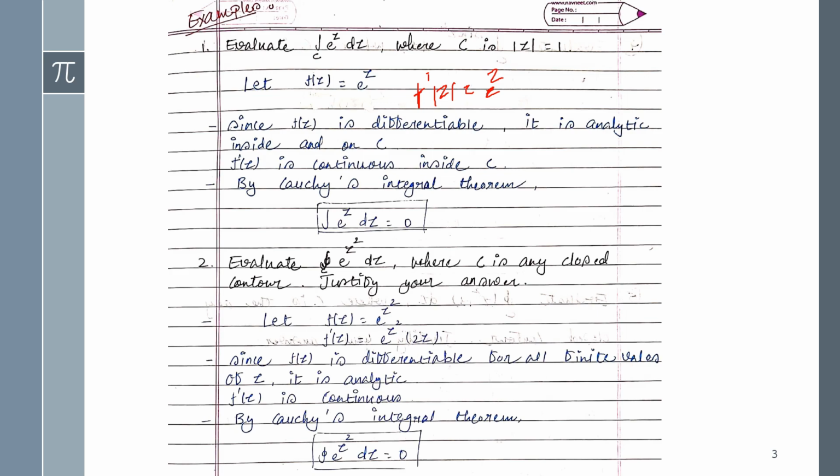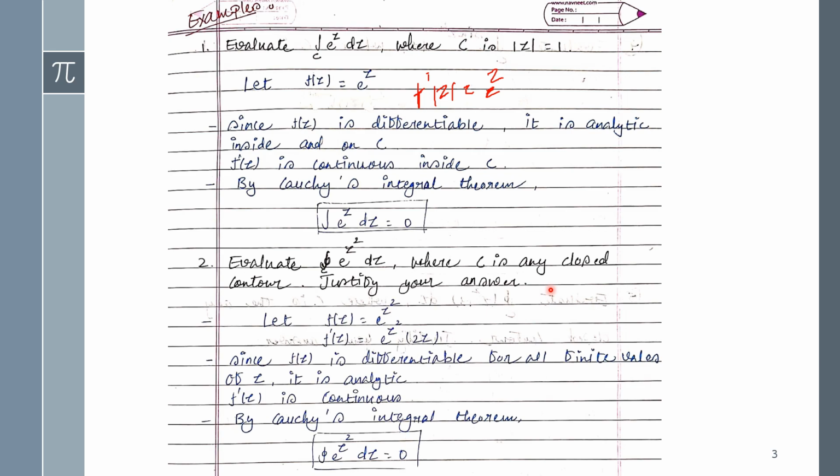Now the next one is given. Now see, the second question is given. Evaluate integration e raised to z square dz where C is any closed contour, and justify your answer. Okay, so see guys, if you get two examples here, then the method is the same for all the remaining examples.